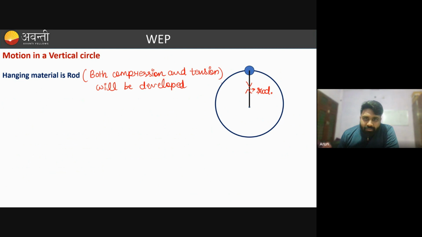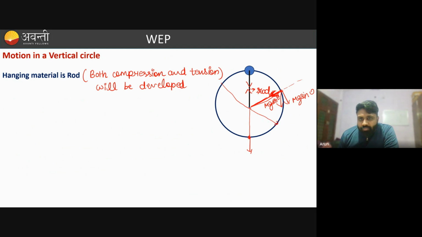In this scenario, if you see from here to here, the mg force is downward at this point of time. But at this point of time, in the radial direction, there will be an inward component of mg cos theta if this angle is theta, and there will be a component which is tangential. So this inward component of the weight will try to compress it.